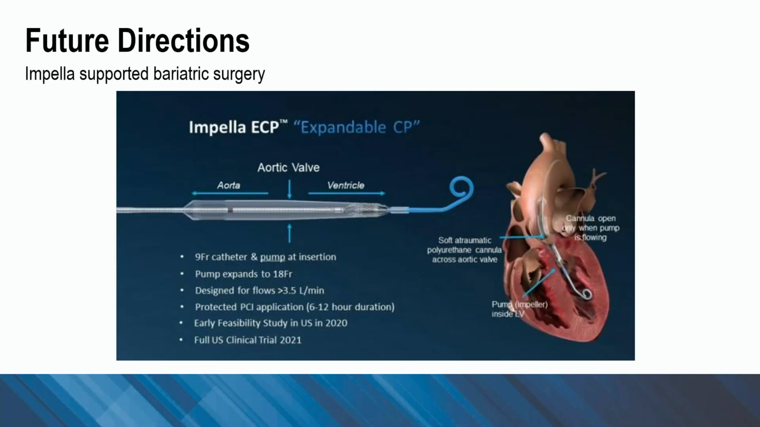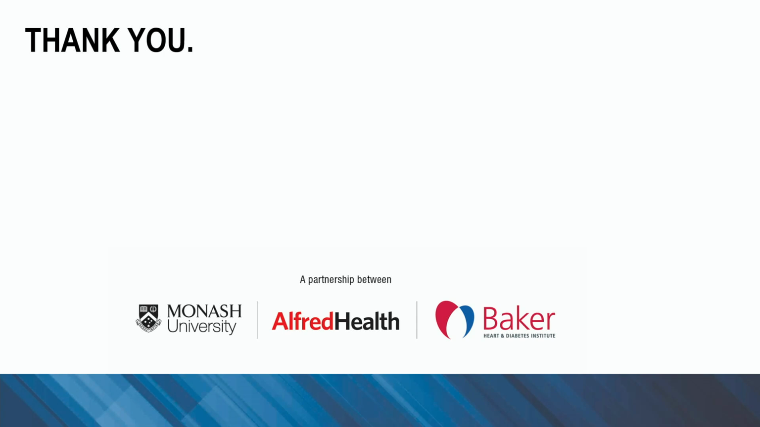I just included one slide about future directions, which is a newish cardiac pump, a form of temporary mechanical support that goes in through the aorta into the left ventricle, and we use it really for supporting high-risk PCI. But there have been a few case reports in the literature about using this pump to support patients with end-stage cardiomyopathy through bariatric surgery, so that's something that we could think about. Thank you very much.